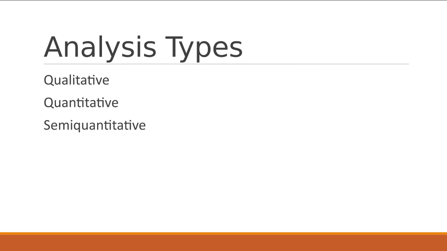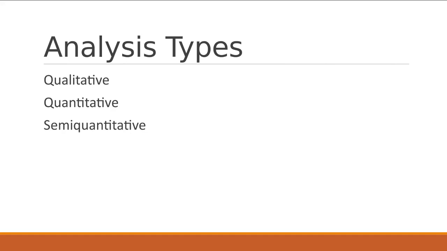When we analyze samples, there are 3 different types of results that we can get. Qualitative is something that is with letters, okay? So L for letters, if you'll remember it that way. Qualitative typically gives you just a positive or a negative result.